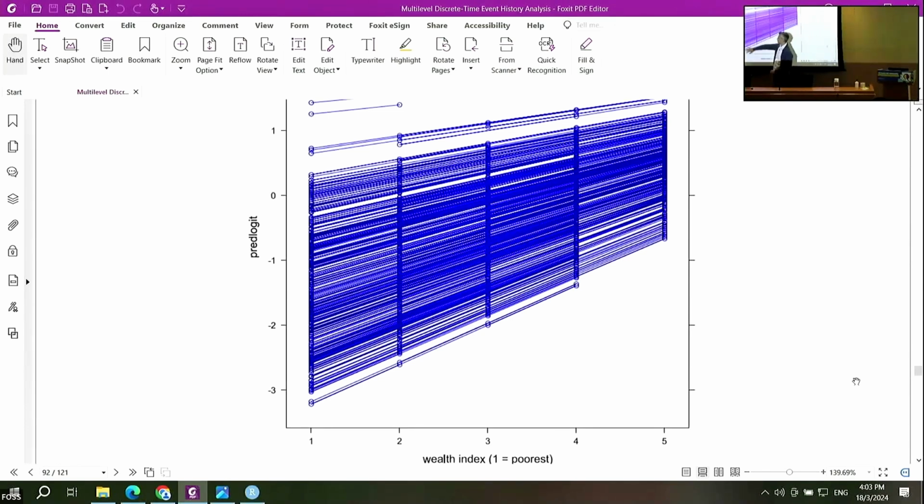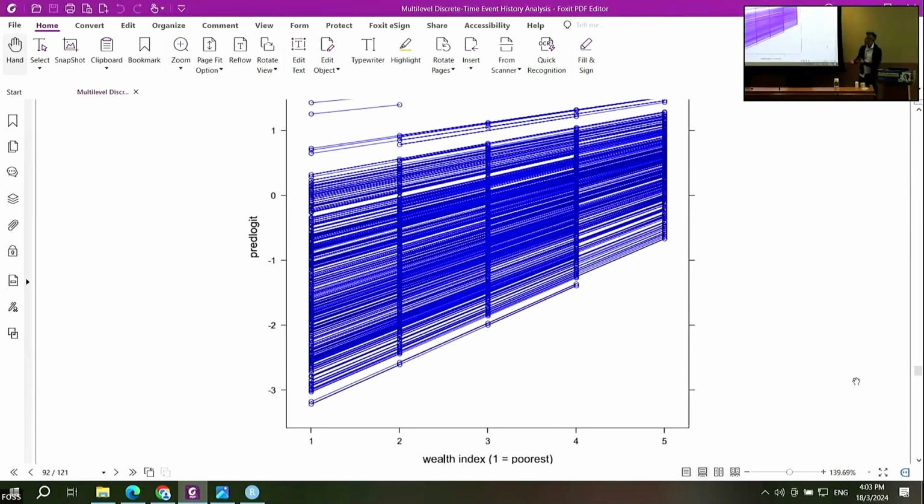But there's a lot of variation in the communities for low educated, for poor mothers. There's much more variation in antenatal medical care for poor mothers compared to wealthy mothers. For wealthy mothers, nearly all of them have access to antenatal medical care. But for mothers who are poor, you can see there's a lot of variation in receipt of antenatal medical care.